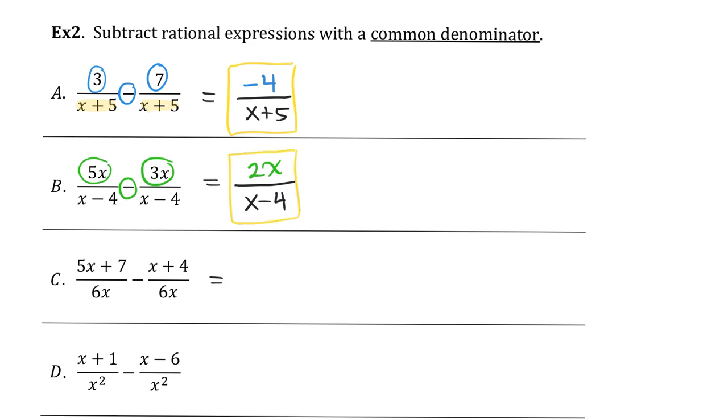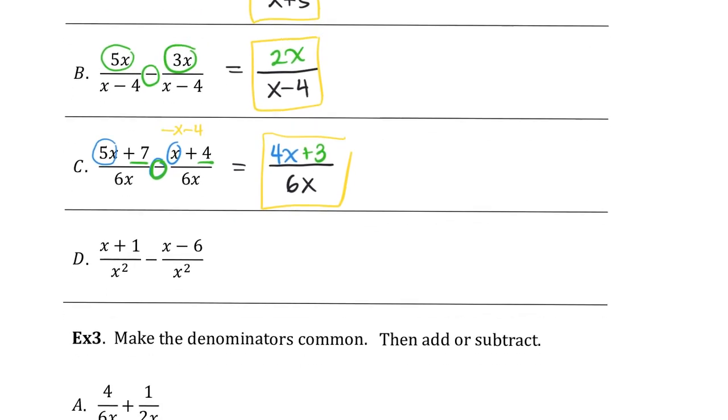Let's look at the next one. 5x plus 7 over 6x minus x plus 4 over 6x. So the common denominator is 6x. Now I need to be careful here, because I'm going to do 5x minus x, which is 4x. But then I'm also going to do 7 minus 4, which is 3. So make sure you're minusing both of the terms, or you could distribute the minus. You could make this a minus x minus 4 and do like terms. But do make sure you are subtracting everything.